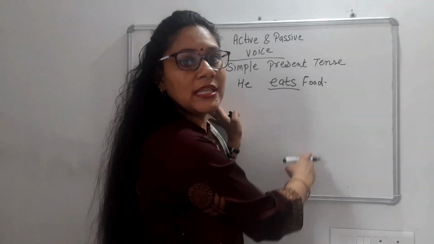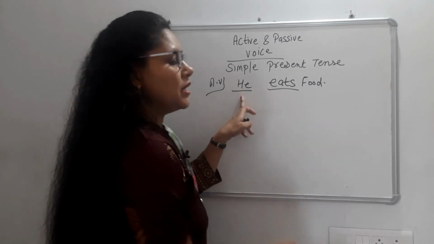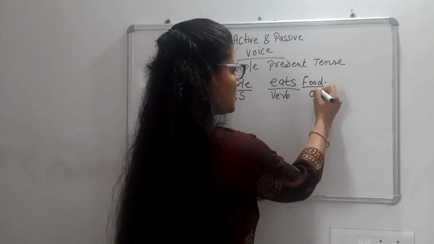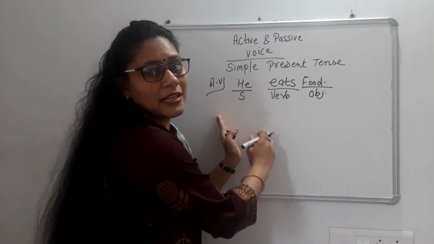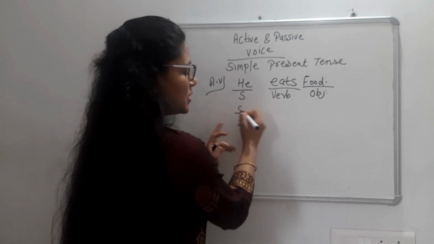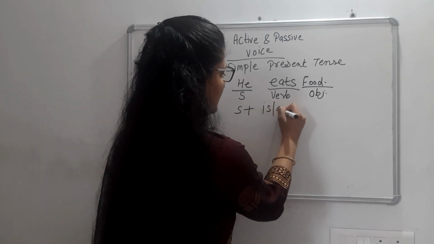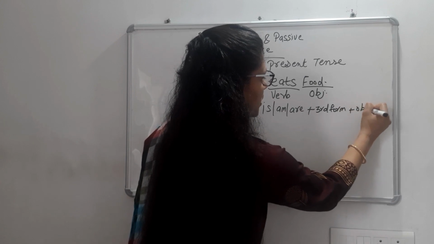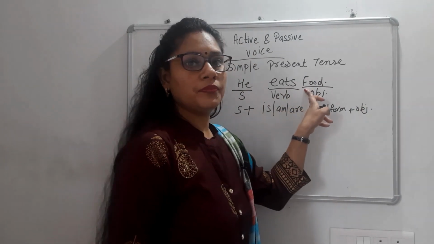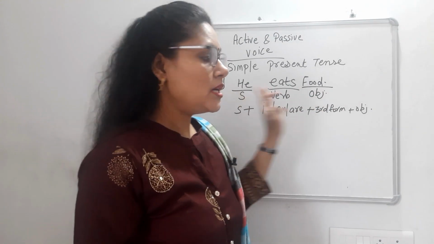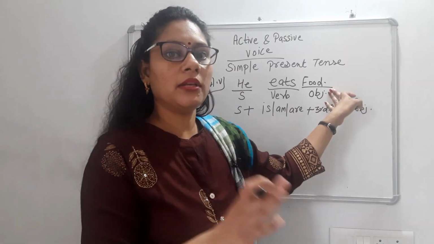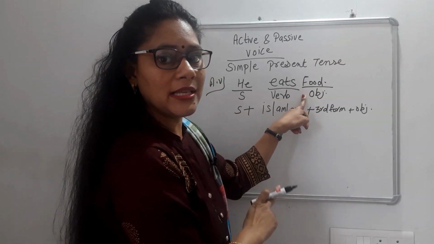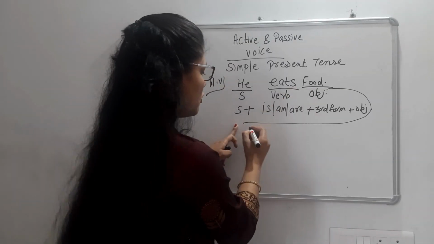Now how to change this active voice into passive voice? Here, he is the subject, eats is the verb, and food is the object. Now see the structure. While changing active voice into passive voice, we use object plus is/am/are plus third form of the verb plus subject. He eats food. This subject becomes the object, and this object becomes the subject in passive voice. So here food is the object, and in passive voice it will be the subject.